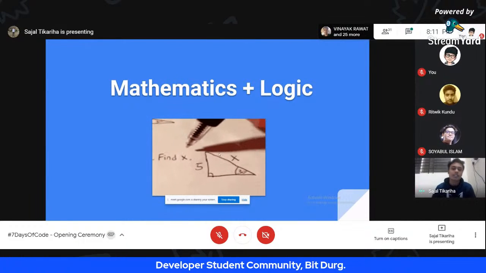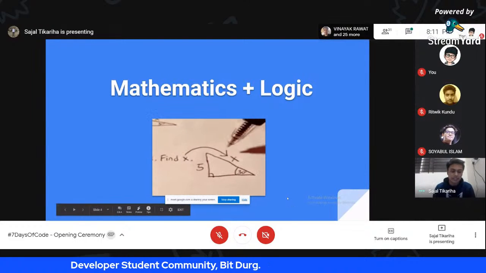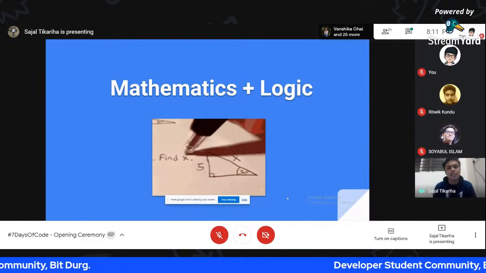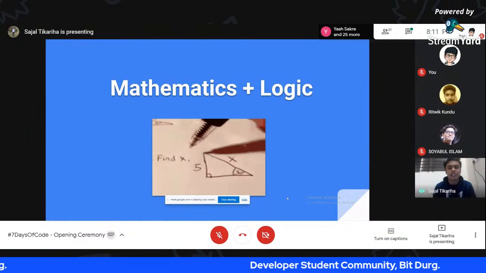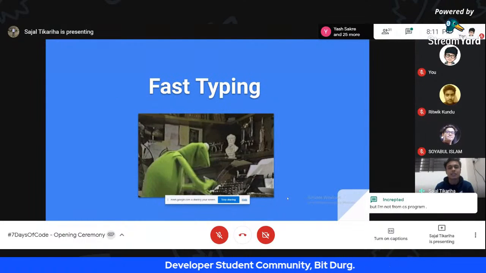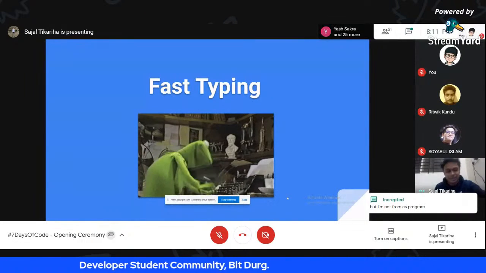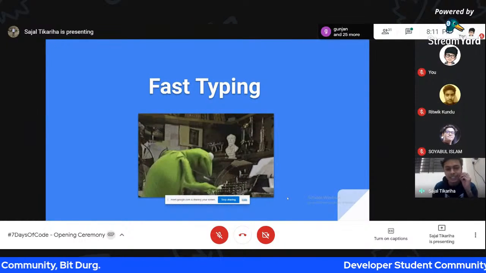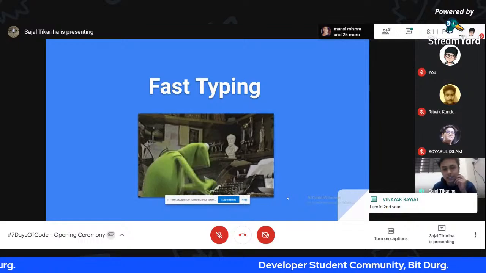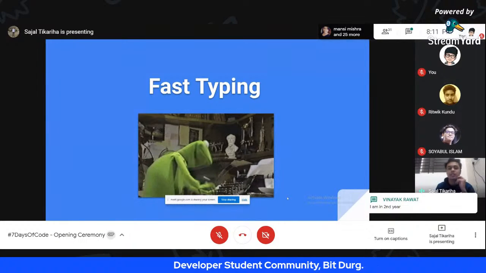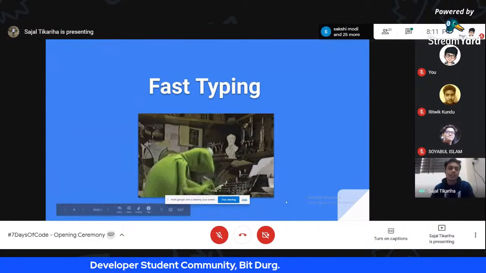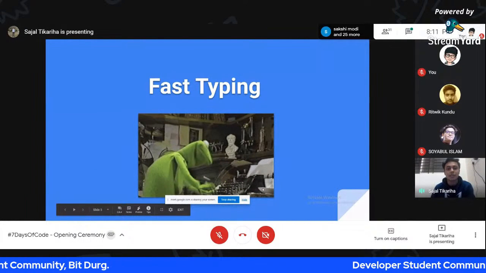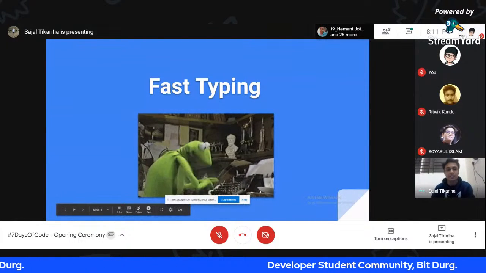Moving on to the next slide, I think it's not that important at the beginning, but it's fast typing. In competitive programming, as you might know, contests are held for a short interval of time in which you have to solve around 5 to 6 questions. So yes, you should be typing fast, whatever the logic you have got.